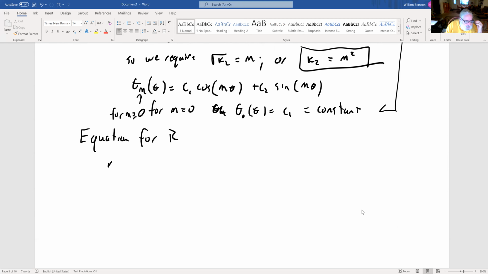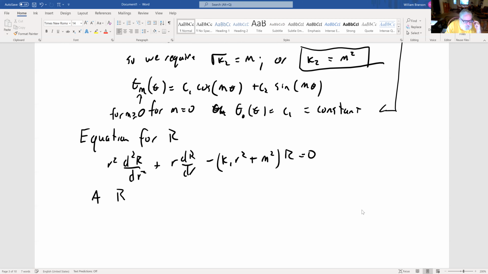r squared d squared R dr squared plus r dR dr minus k1 r squared, and now we know K2 is m squared, so we'll put that in there, times R equals 0. Great, and this is a Bessel's equation. There are lots of different types of Bessel's equations.